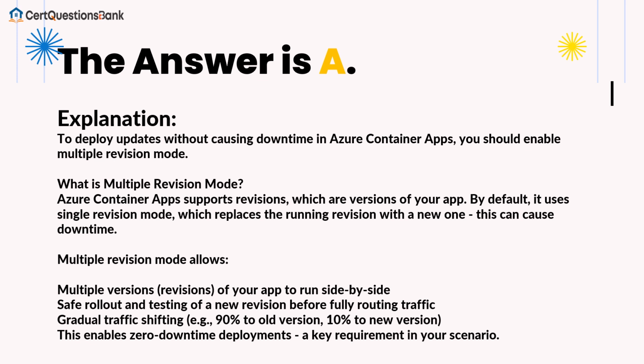Multiple revision mode allows multiple versions, revisions, of your app to run side by side. Safe rollout and testing of a new revision before fully routing traffic. Gradual traffic shifting, e.g., 90% to the old version, 10% to the new version. This enables zero downtime deployments, a key requirement in your scenario.